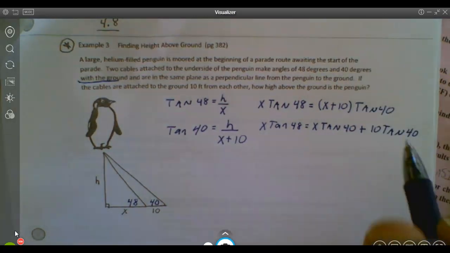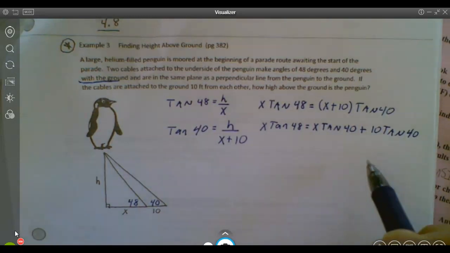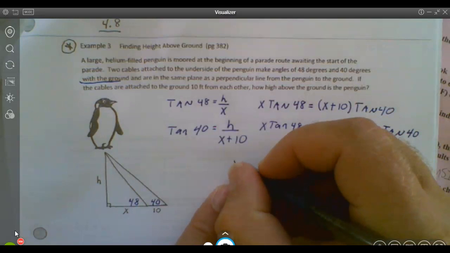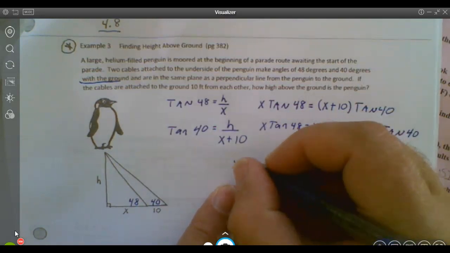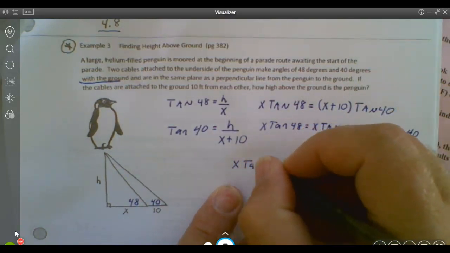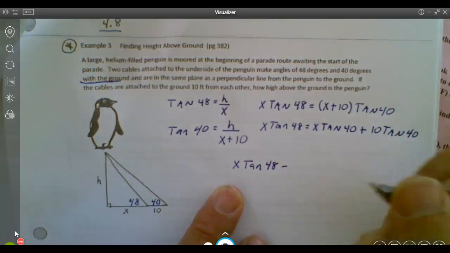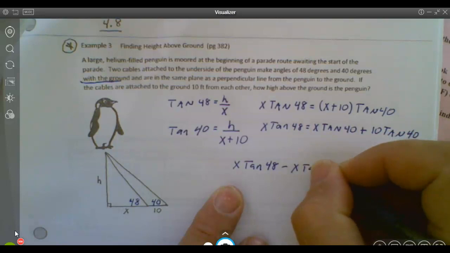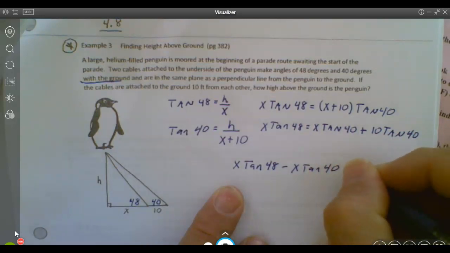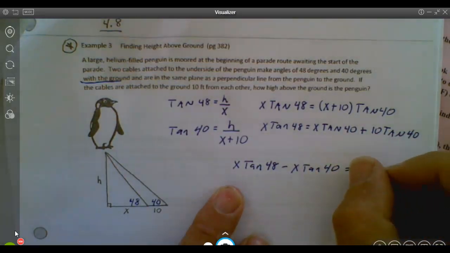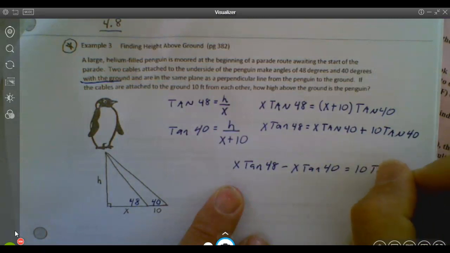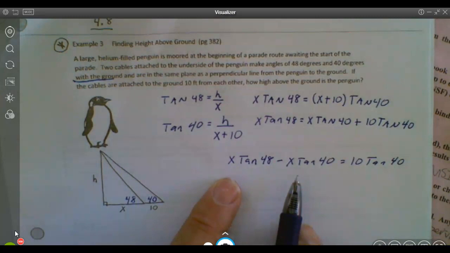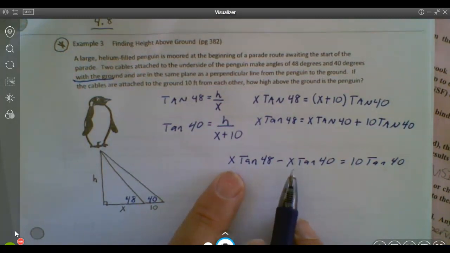So anyway, I'm going to get my x's onto the same side. I'm going to subtract my x tan 40 over, so x tan 48 minus x tan 40 equals my 10 tan 40. So the whole purpose of that was so that we could now factor out x as a common factor.